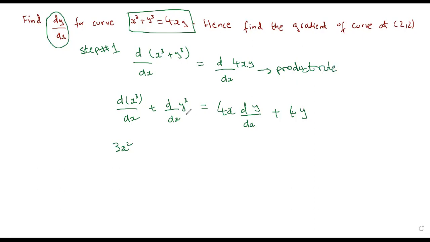3y square, but no, this is x. How can you say 3y square? We are differentiating it with respect to x. You can write 3y square when you are differentiating it with respect to y. So here we are going to apply the chain rule. Okay, so we will write this d/dy into dy by dx.